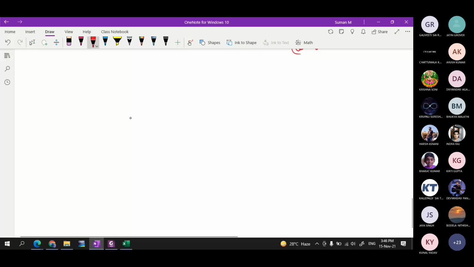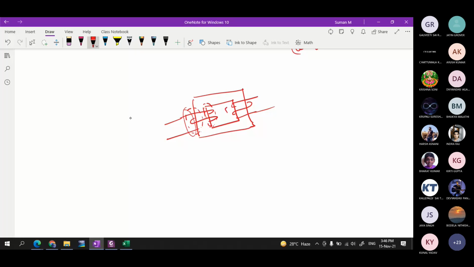We are going to talk about the transformer again. Okay, so here you are going to have a transformer. In this transformer, we told about leakage flux. What this leakage flux is doing is, this leakage flux is a loss, because if it had linked both the coils, then the EMF induced on the other side would also have been increased. So this leakage flux is going to show some reduction in voltage.